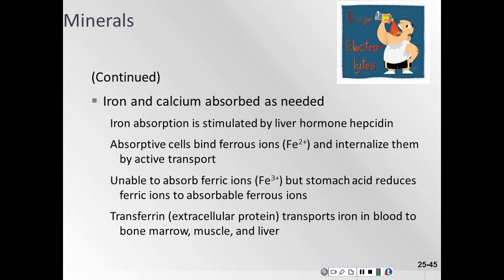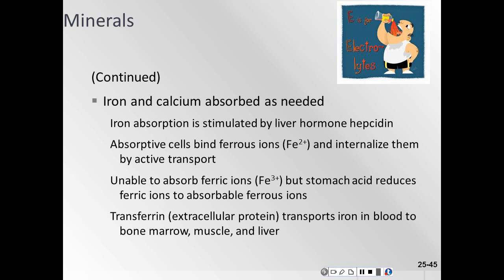Alright, so iron and calcium are absorbed in proportion to the body's needs, whereas other minerals are absorbed at a constant rate. So if your body doesn't need the iron or the calcium, it's not going to absorb it. Now, iron absorption is stimulated by the liver hormone hepcidin. Now, the absorption cells are going to bind the ferrous ions, the Fe2 ions, but are unable to absorb the Fe3.